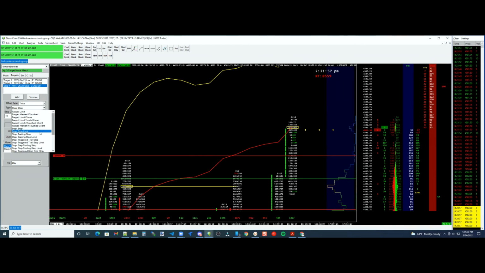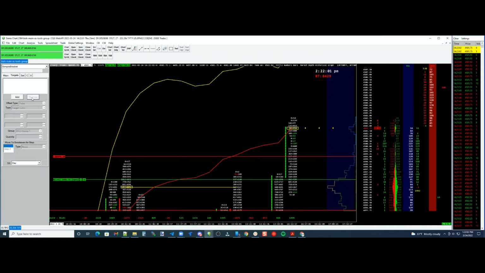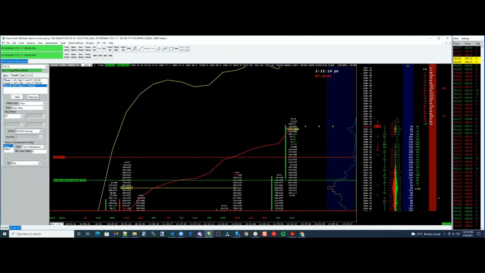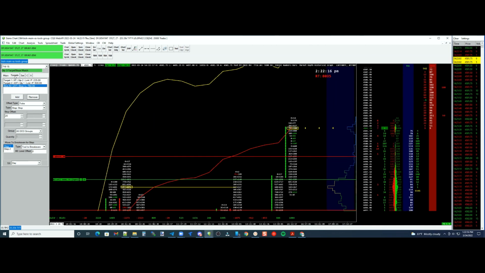Let's see, stop limit. Why is it not, where's Mike when I need him? Jeez, man. So look, I'm going to just show you. All right, so this is my setup right here. So see, I have a stop all. Okay, it's because of my OCO groups. I just realized that. So man, I'm sorry.